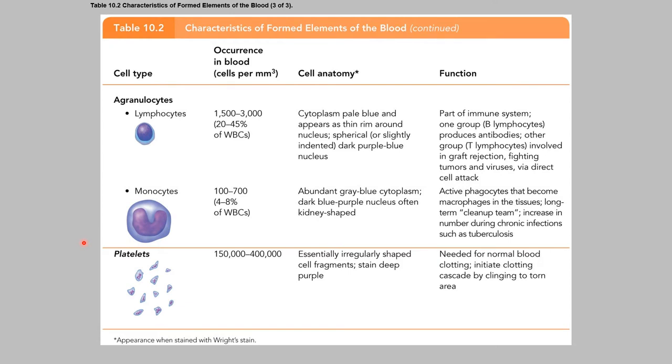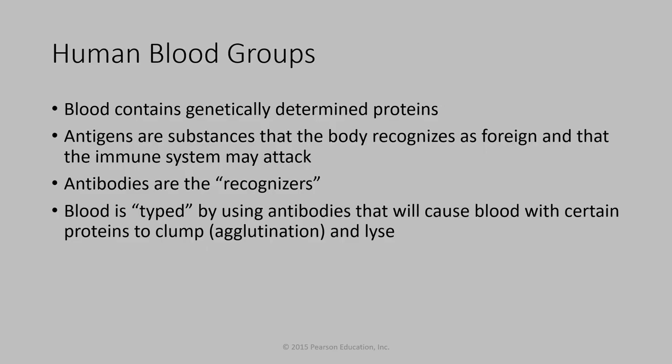And then your platelets, they look like little cell fragments. They will stain deep purple, very small as compared to the leukocytes and erythrocytes. And they are involved, as I said earlier, with blood clotting. So those are the formed elements, the cellular components of the blood.